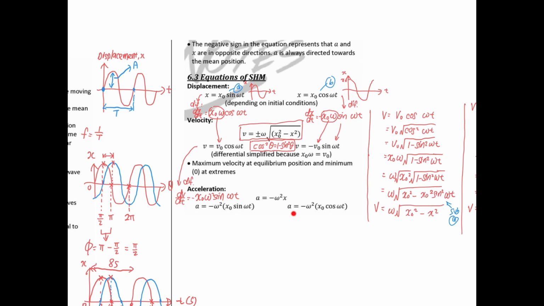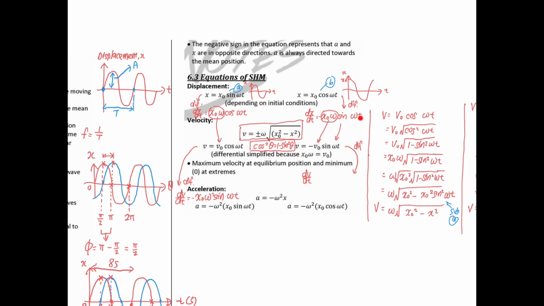Now how about this part? This part works in a similar way. You just need to differentiate it. Let's say I differentiate this one. Differentiate v to become dv/dt. And again, I don't want to use v naught in my discussion. I use x naught omega as my constant that stays in front.